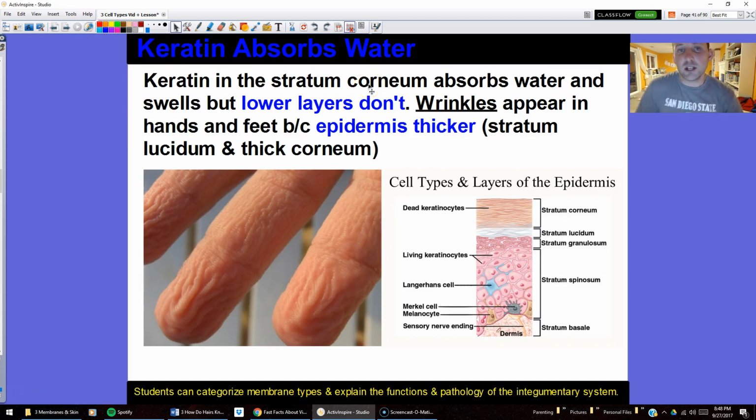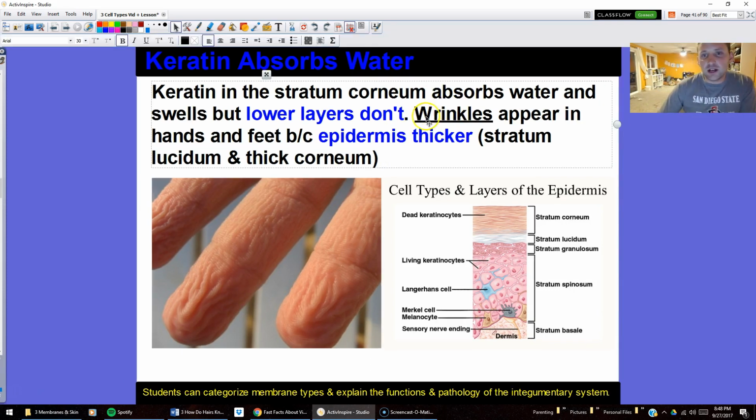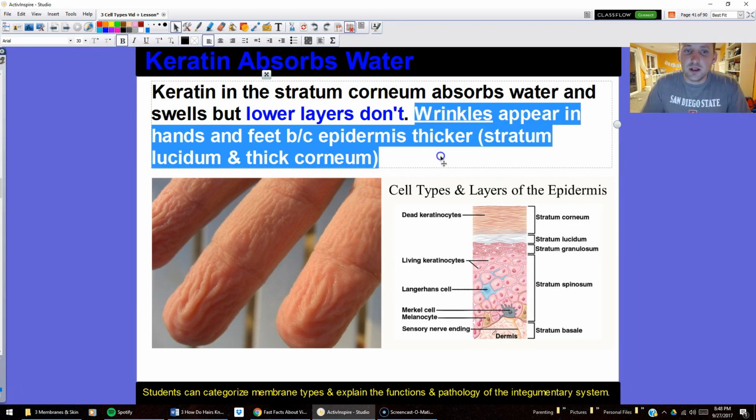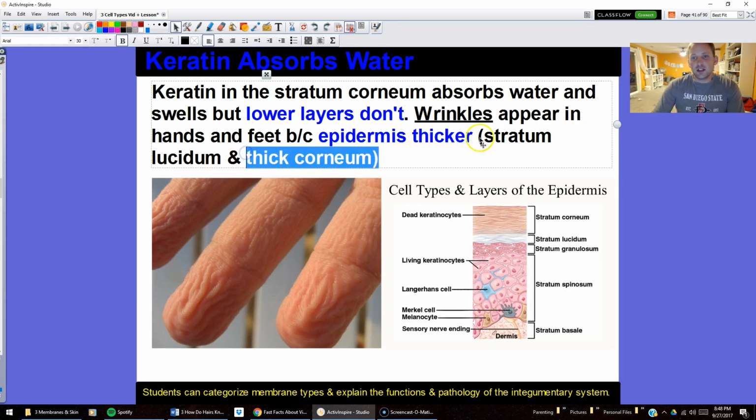So keratin in the stratum corneum absorbs water and swells, but the lower layers don't, so you have this bunching up of your stratum corneum in your epidermis. When you've been in the shower or bath for a long time, this causes your fingers to wrinkle because all of that keratin is soaking in water, in the stratum corneum primarily and deeper. Your epidermis has lots of keratin all over, and that's soaking up all that water. Wrinkles appear where the epidermis is thicker, so you have a thicker corneum and a thicker stratum lucidum.